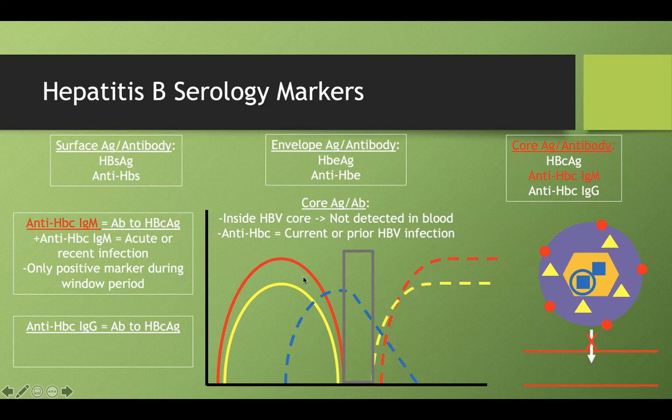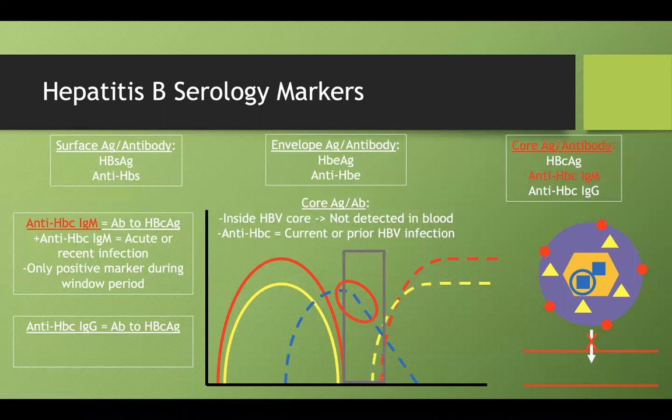So the reason why this whole anti-Hep B core IgM antibody is so important is because it is the only marker that can give you the idea that this person was actually infected. So it's the only positive marker. If you measure this during the window period, you're going to get a positive anti-Hep B core IgM if they're actually infected.